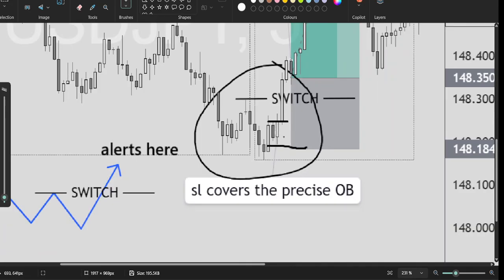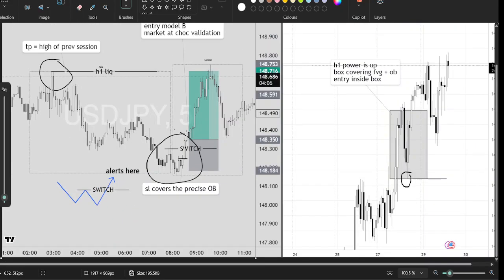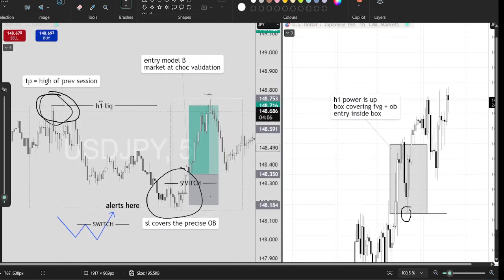right, the white and the black, and I just go like that, and it covers the precise block, meaning the latest one, not the low. So that's why entry is here, and that's why the stop is there, and we target this model B, right? TP is the high of the previous session in this case, right? It's normal and looks like a 2 for 1, whatever.